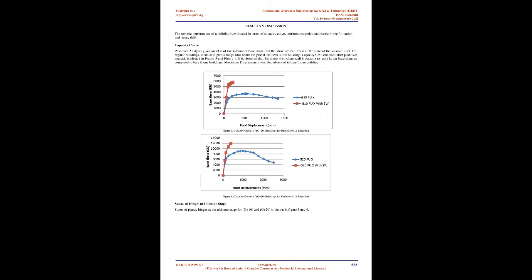Description of analyzed buildings. In this paper, G+10 and G+20 storey buildings are preliminarily designed by SAP 2000 v19 for seismic zone V. Buildings were designed as special moment resisting frame, SMRF, as per IS 1893-2002. Plan dimensions of buildings are kept as 20m×15m with 5 bays in the X direction and 3 bays in the Y direction, Figure 2.